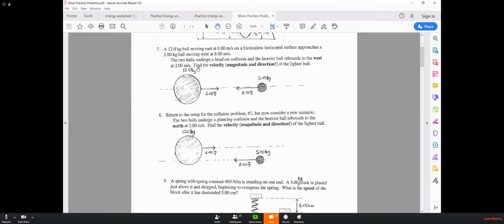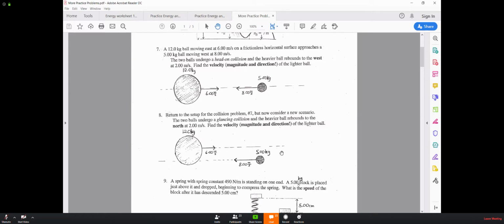Number 7, a 12 kilogram ball moving east at 6 meters per second on a frictionless horizontal surface approaches a 5 kilogram ball moving west at 8 meters per second. In number 7, the two balls undergo a head-on collision and the heavier ball rebounds to the west at 2 meters per second. Find the direction and speed of the lightweight ball.